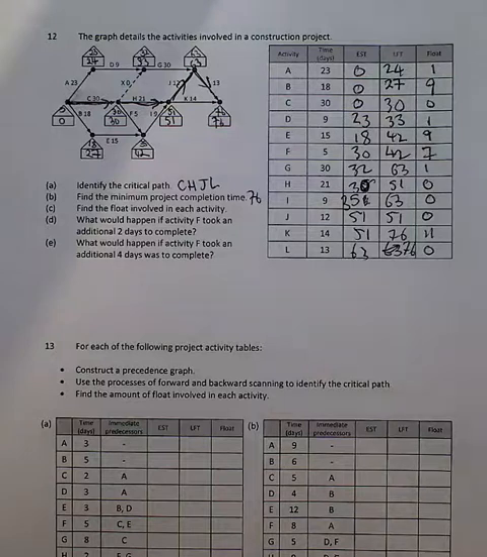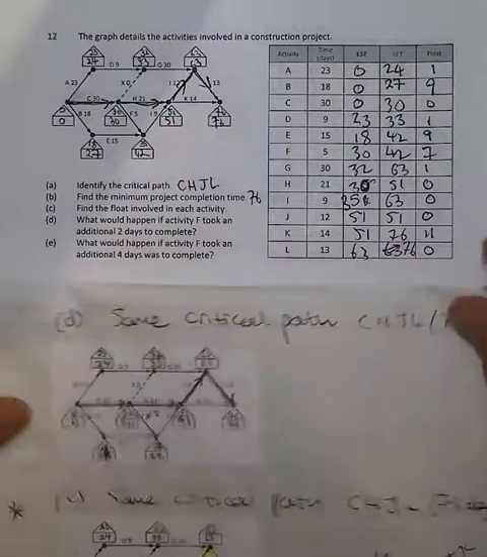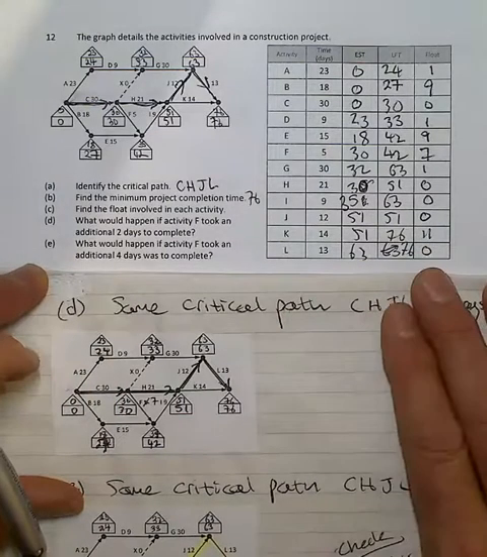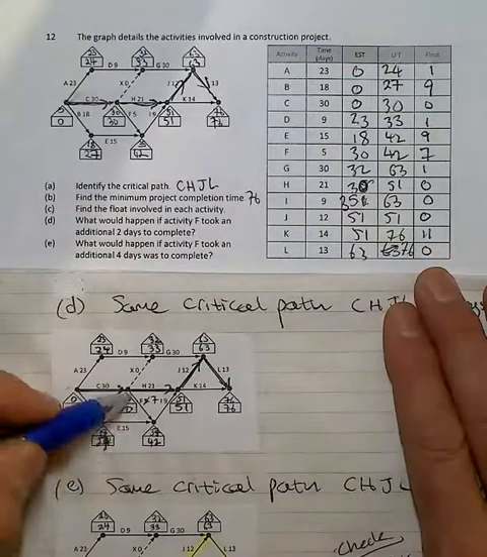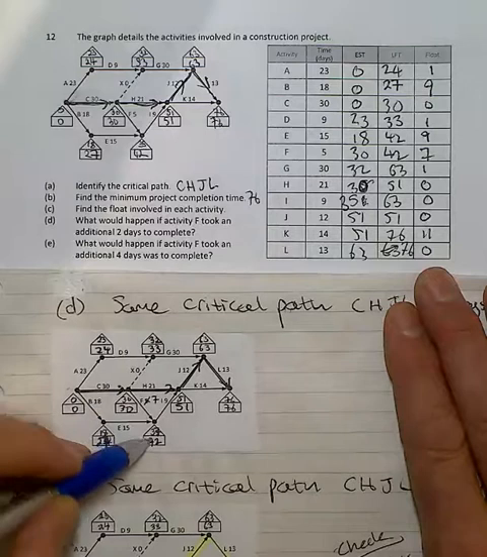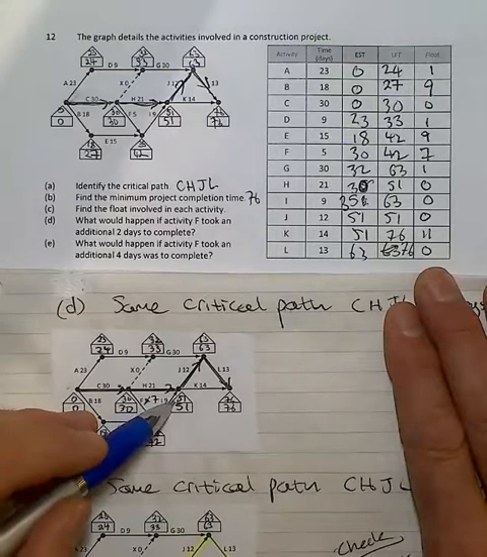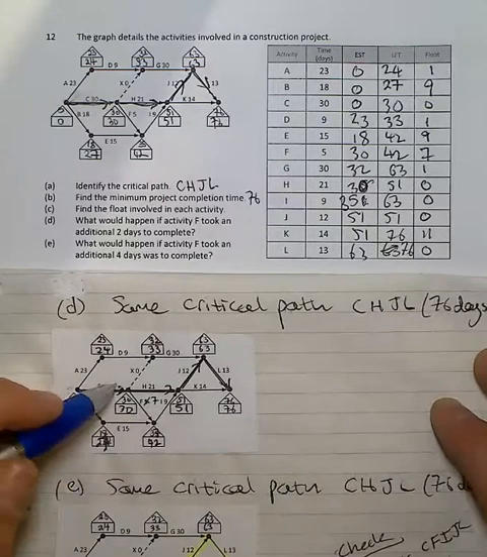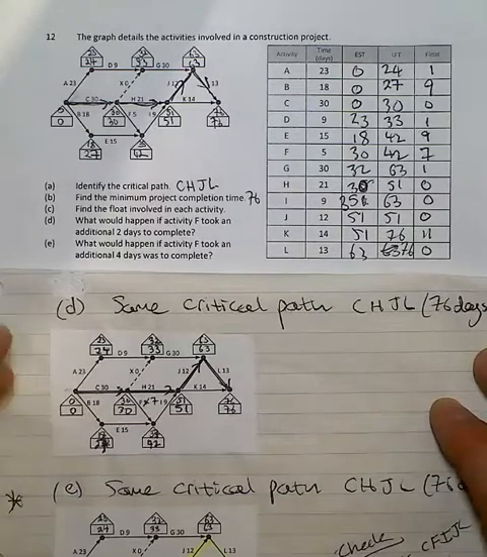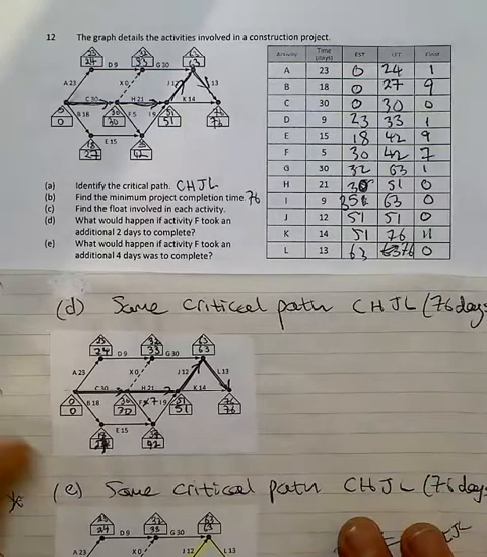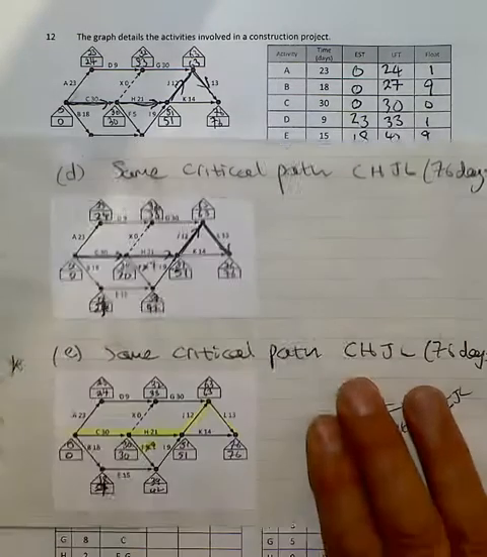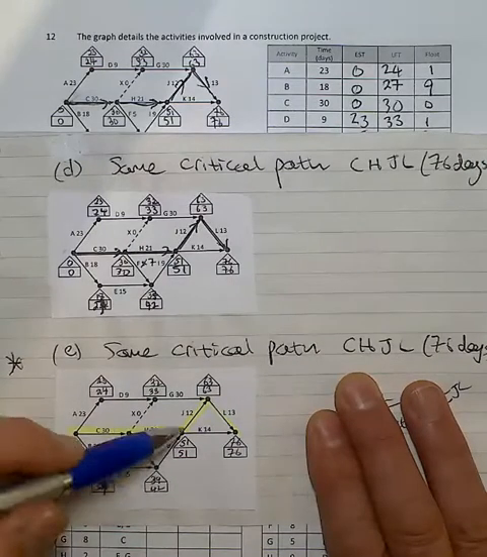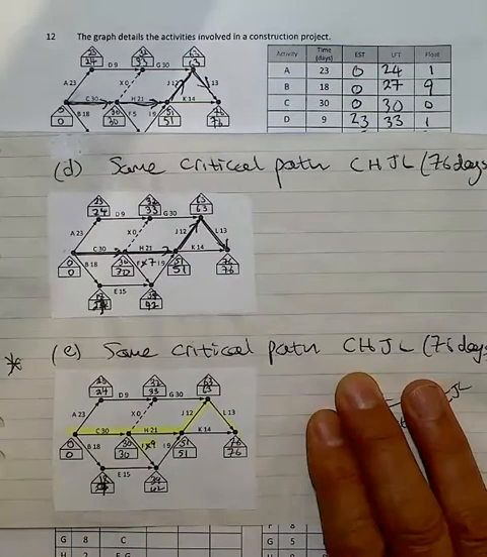Now, the last two questions ask you to consider what would happen if activity F took just that little bit longer. Now, if F took 7, that makes that junction 37, but doesn't bring that up to more than 51. So there's no effect on the critical path. And in the case of E, if we add 4 days to F, that brings it up to 9, 39, which still doesn't affect the critical path.